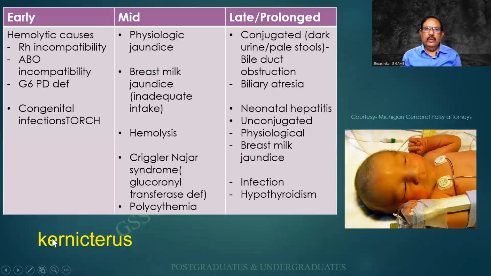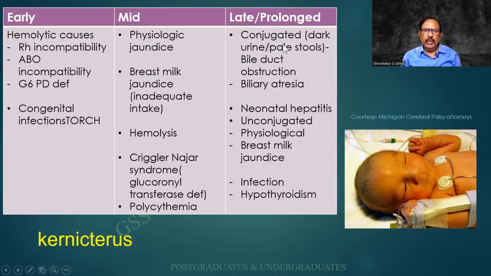So neonatal jaundice, or jaundice in children, is a question for the postgraduates. Go to the university question paper. And in this, there is an early, mid, and a late or prolonged jaundice. Hemolytic causes such as incompatibility, G6PD deficiency, and congenital infections, including TORCH. In the mid, there can be a physiologic jaundice, another entity called the breast milk jaundice, and it is said to be due to inadequate intake of vitamins, etc. Hemolysis, Crigler-Najjar syndrome, and polycythemia.